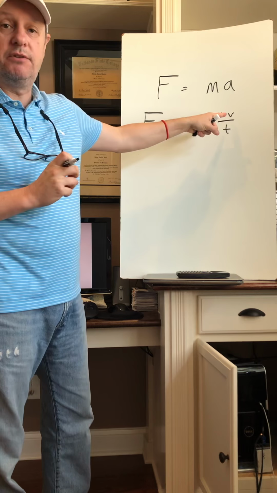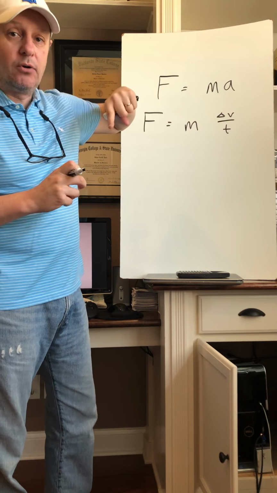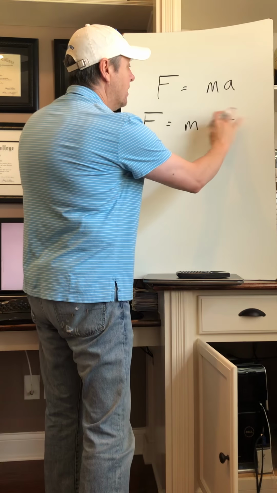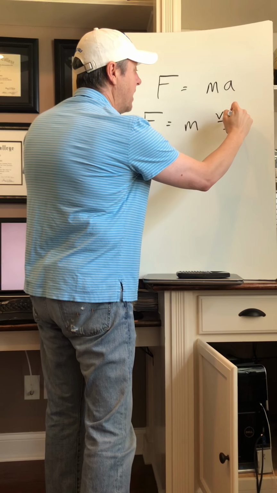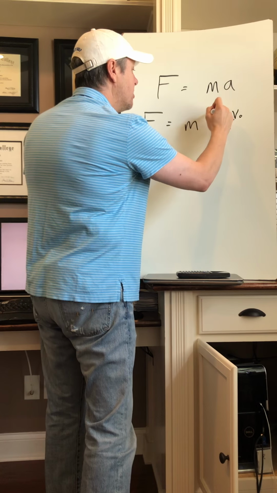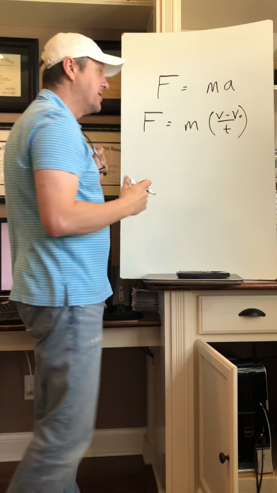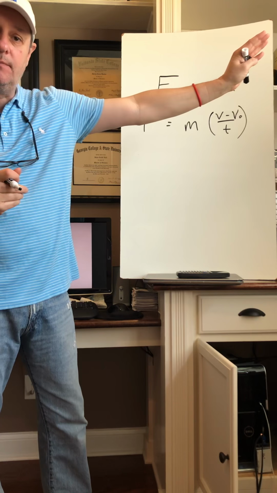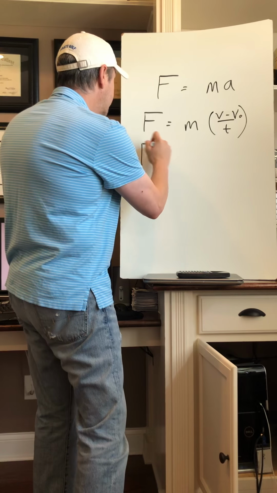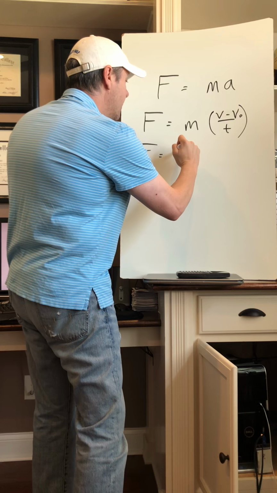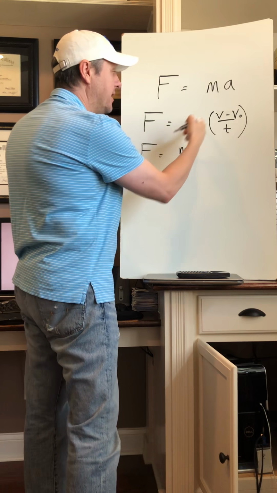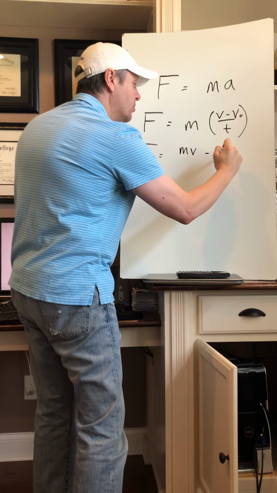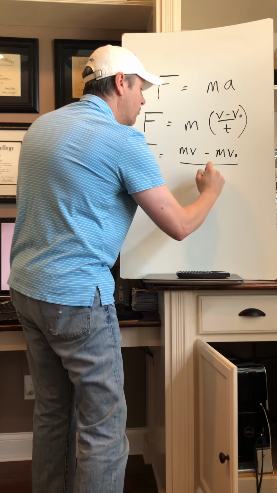Well, how do you find change in velocity? It's always final minus initial, so final velocity minus initial velocity. So let me change that out. Final velocity minus initial velocity. So, mass times acceleration. Well, let me distribute my m. Let me multiply through by m, and let's see what we get. Force is equal to m times final velocity, minus m times initial velocity, over time.